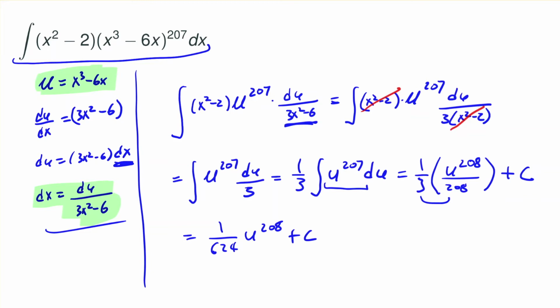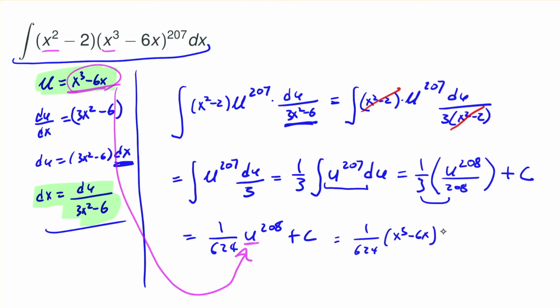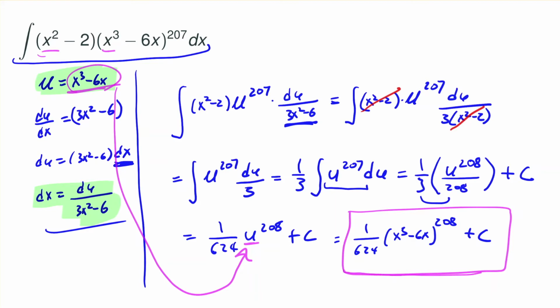But again, the final answer must be in the variable that was given. It starts with x, right? So it has to be in terms of x. So what is u? u is this. So we can plug this right back in for the final answer. So the final answer is 1 over 624 times (x cubed minus 6x) raised to the 208 power plus c. So this is the final answer. Again, we can check our answer by taking the derivative of this, and you should get this right here.